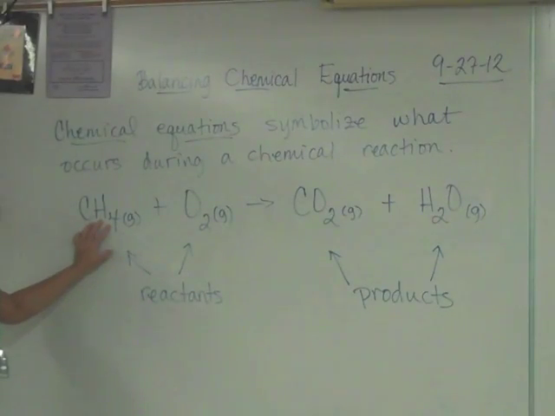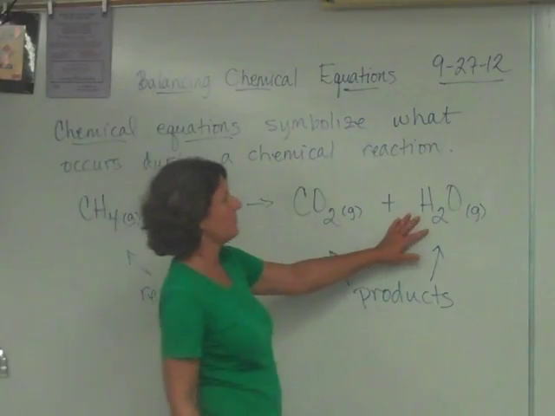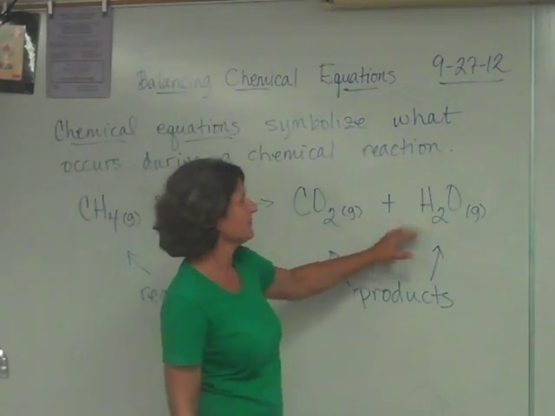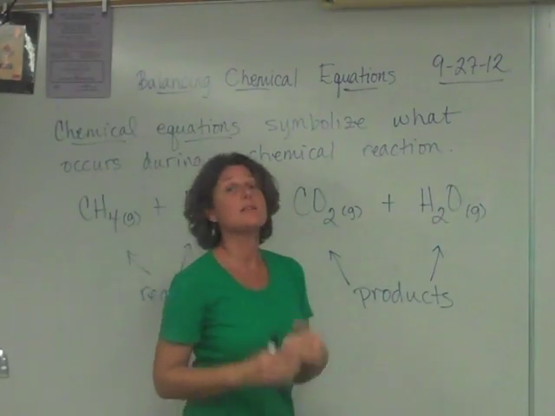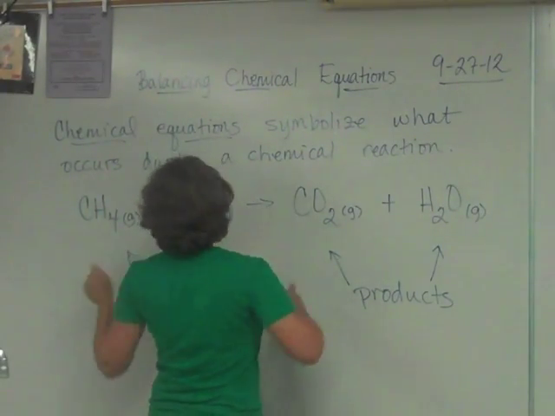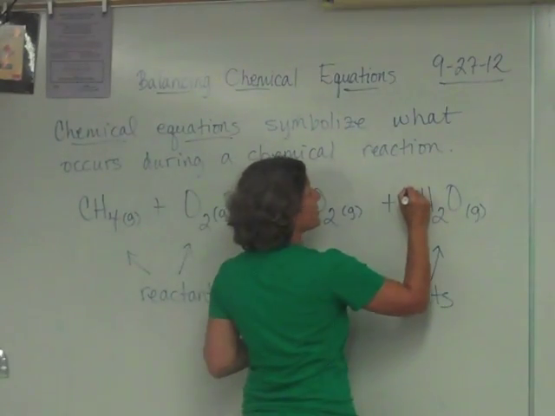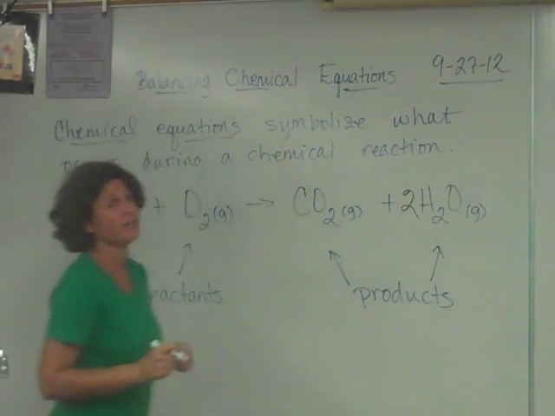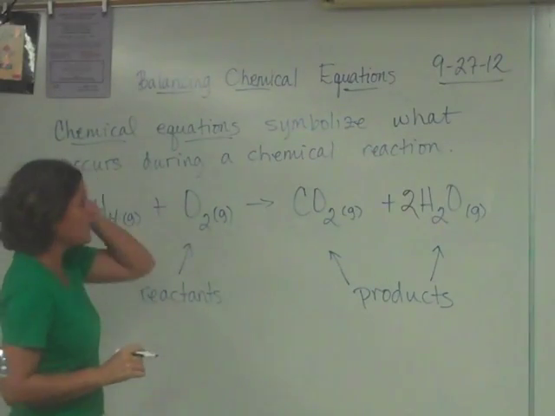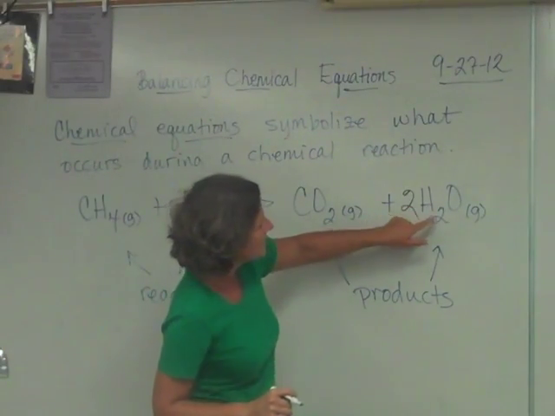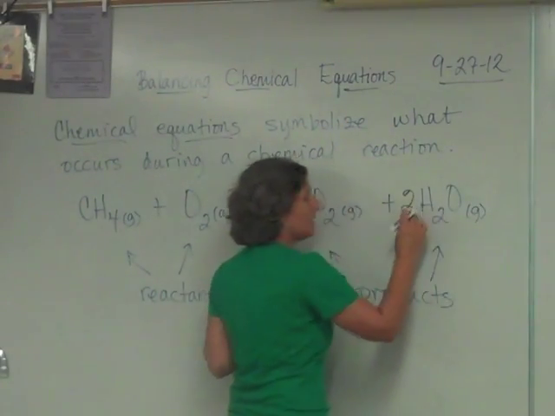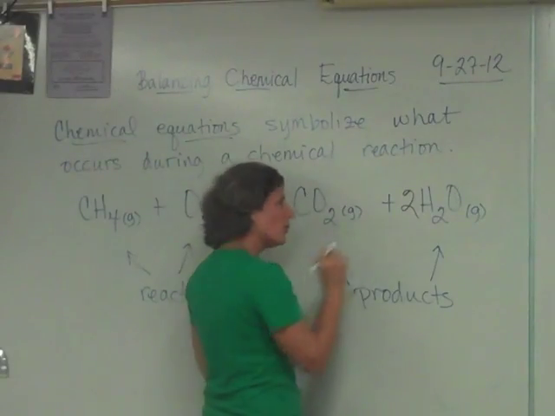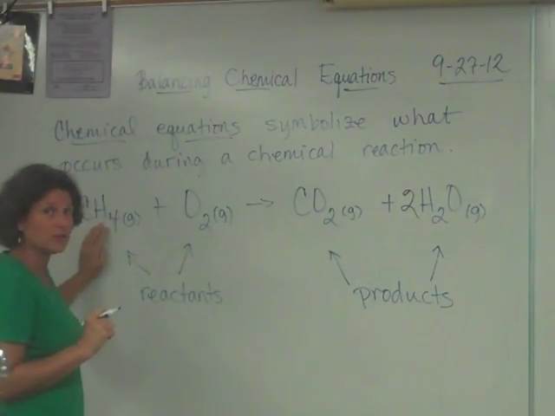I've got 4 hydrogens here, and I only have 2 here. I have to make them equal. I have to make this balanced. And so what I'm going to do is put a 2 in front of the water. And so now 2 times 2, this 2 means I have 2 of this whole thing. 2 times 2 is 4, and now it matches.